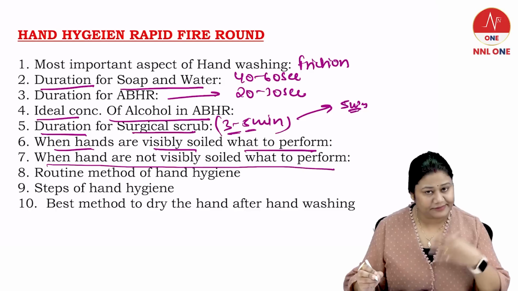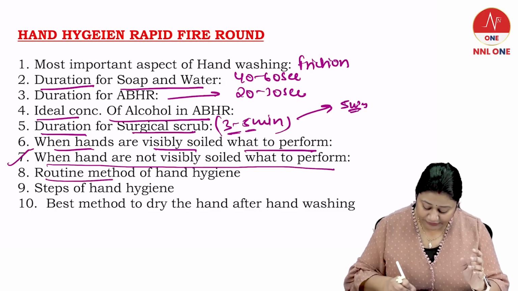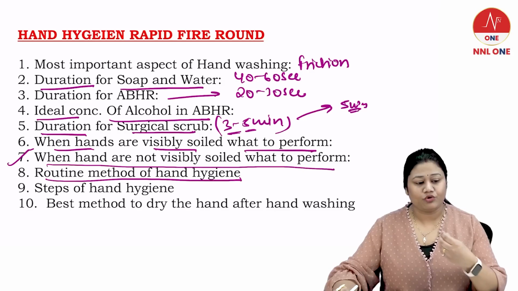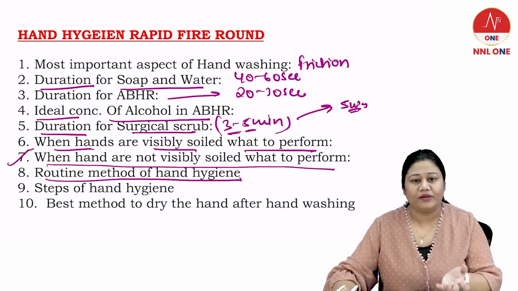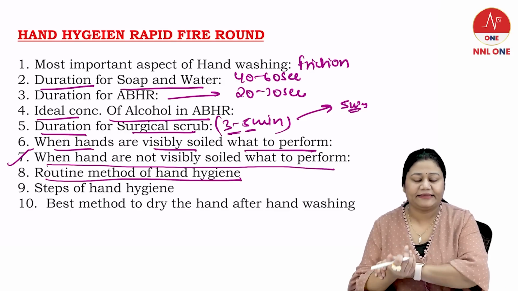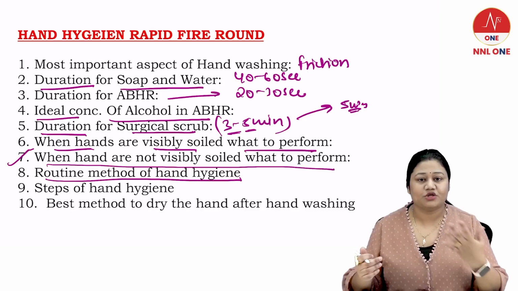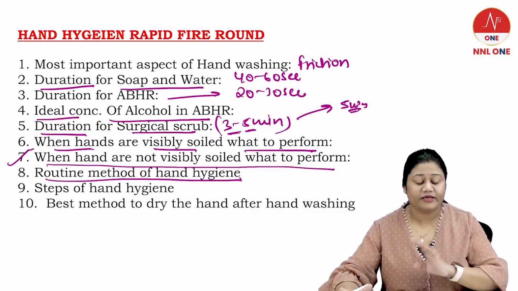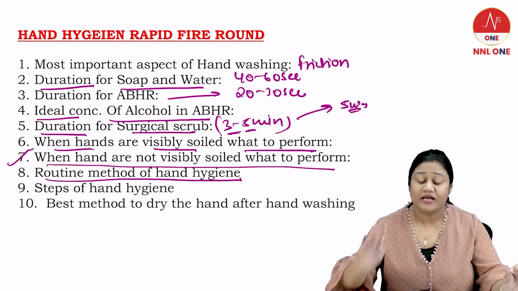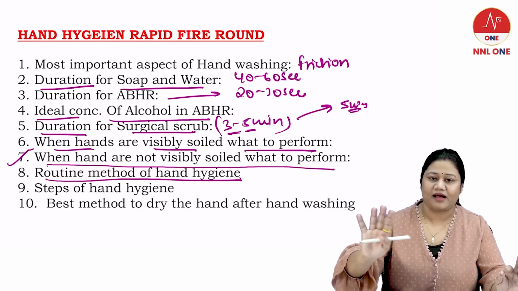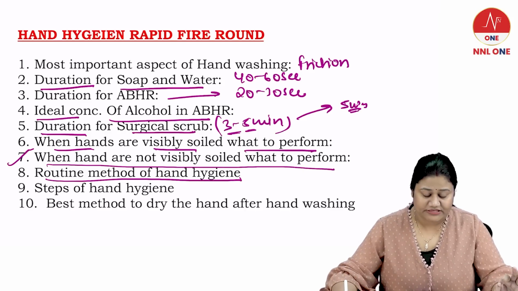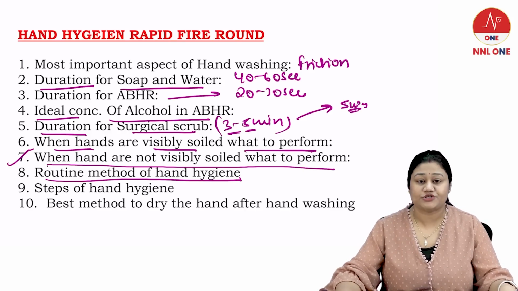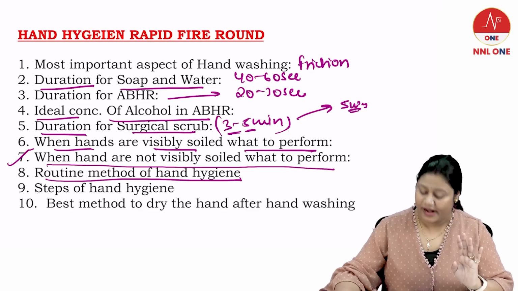When hands are not visibly soiled, alcohol based hand rub is the routine method of hand hygiene as per the World Health Organization. Whenever we are touching the patient or following the movements of hand hygiene, it is advisable, when your hands are not visibly soiled, to go with alcohol based hand rub solution, except in the case of Clostridium difficile. So the routine method of hand hygiene as per the World Health Organization is alcohol based hand rub.